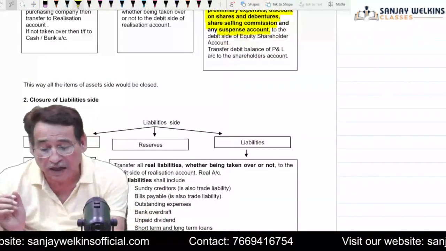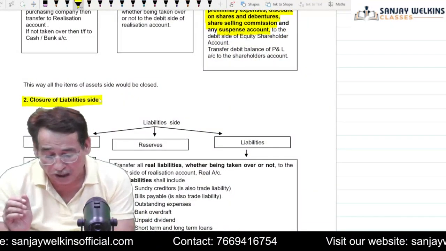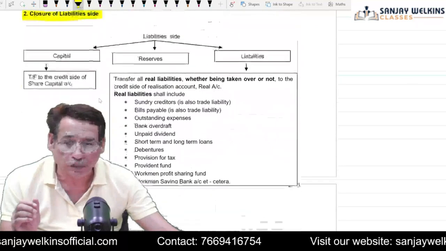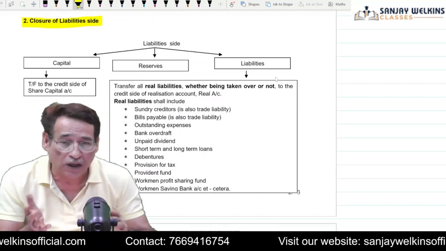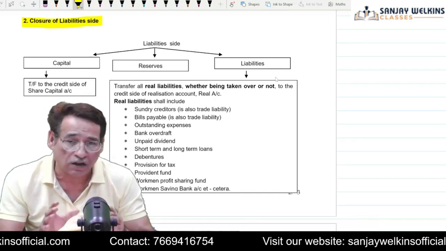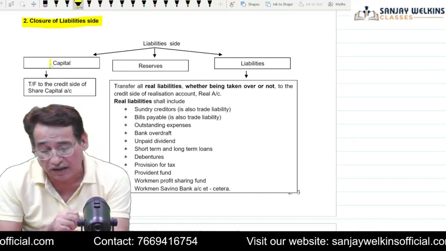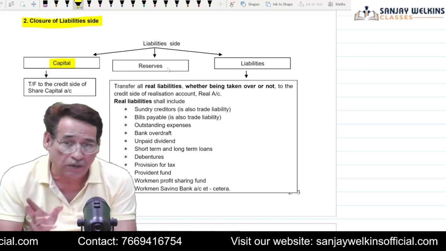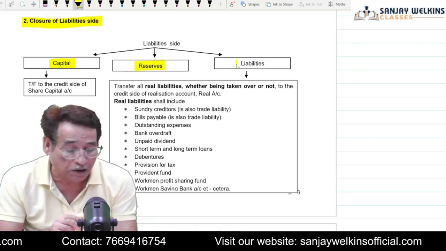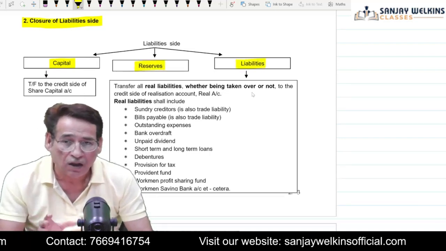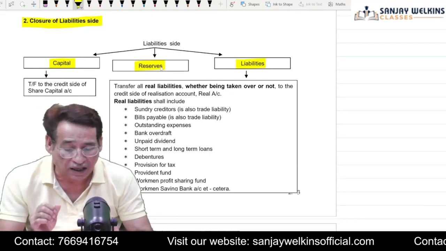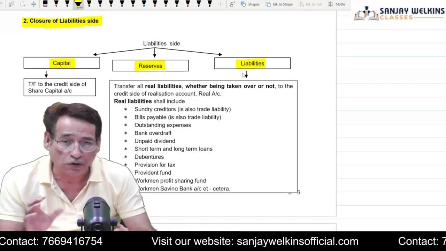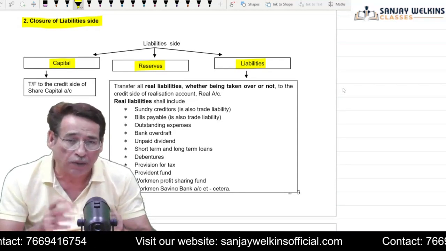Now, under the second step, closure of the liability side. First of all, we need to be very well aware of what we call the liability side. I've seen many times that students do not exactly know the classification. The liability side can be divided into three parts: capital, reserves and liabilities. Capital and reserves cannot be considered as liability. First we will look into the treatment of liability. What do we mean by liability?